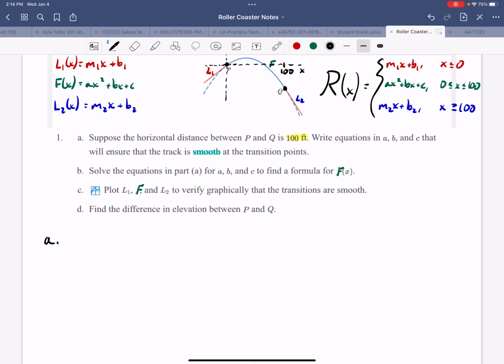Right. So here are the four equations. Number one, we want L1 and F to meet at P. So our first equation is going to be, let L1 of 0 equal F of 0.